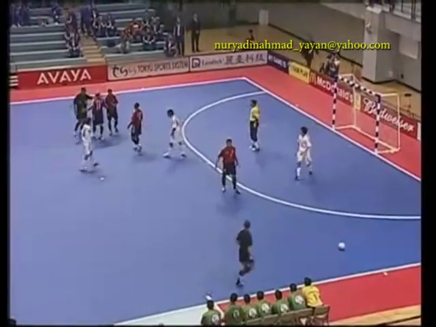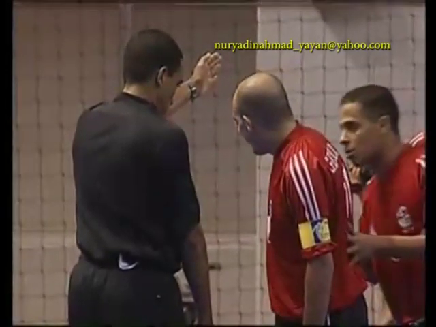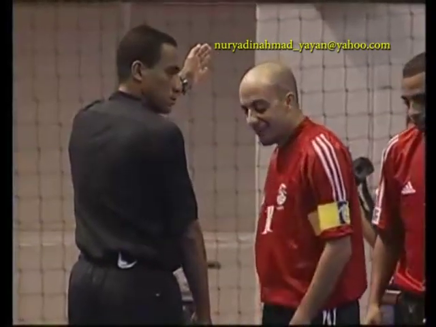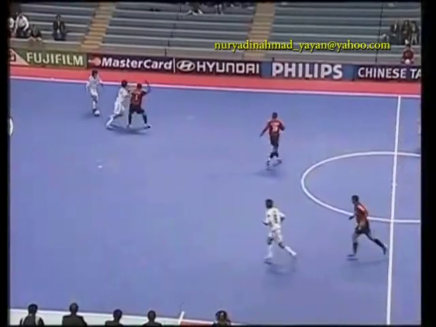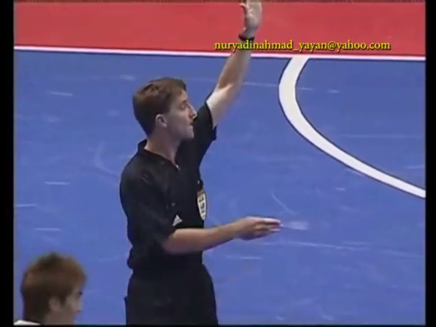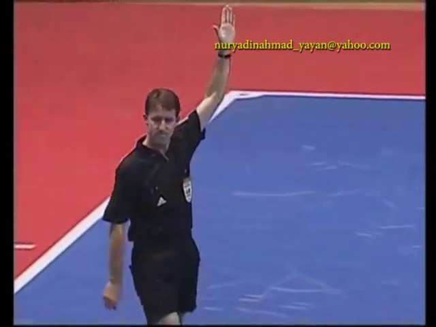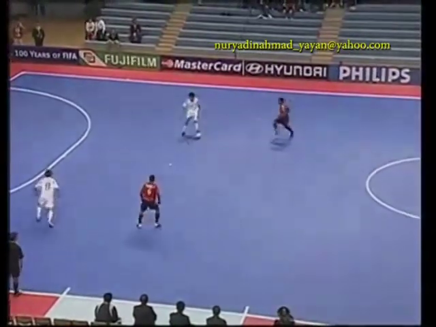To indicate a direct free kick, the referee keeps one arm horizontal, pointing in the direction the kick has to be taken. The referees indicate an indirect free kick by raising one arm above their head, maintaining the arm in that position until the kick has been taken and the ball has touched another player or goes out of play.